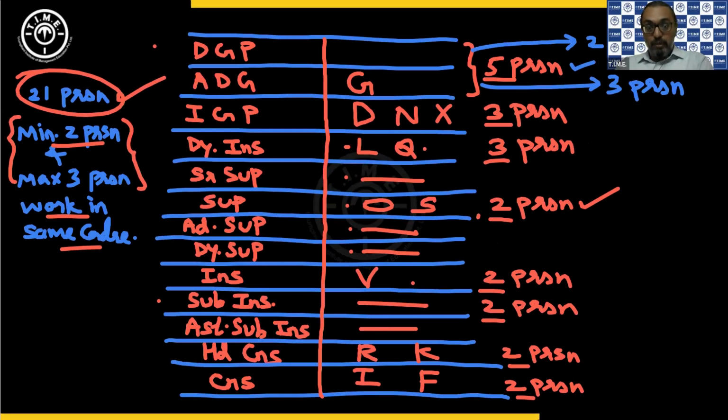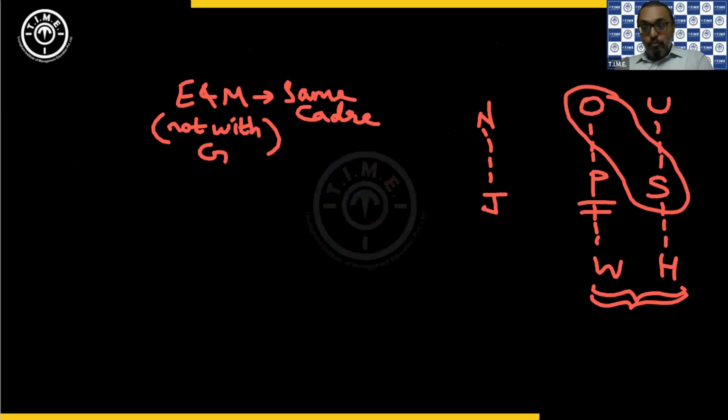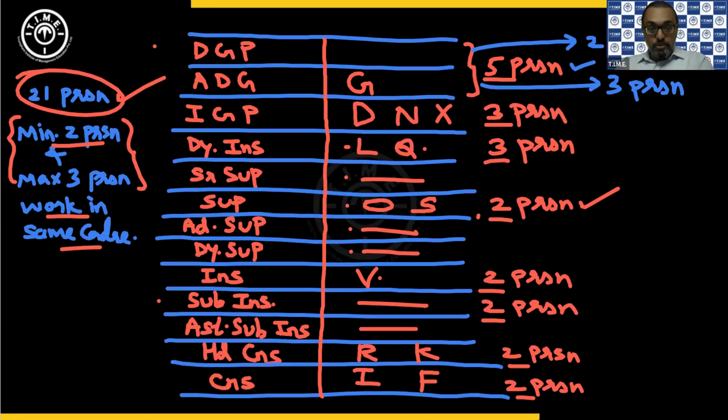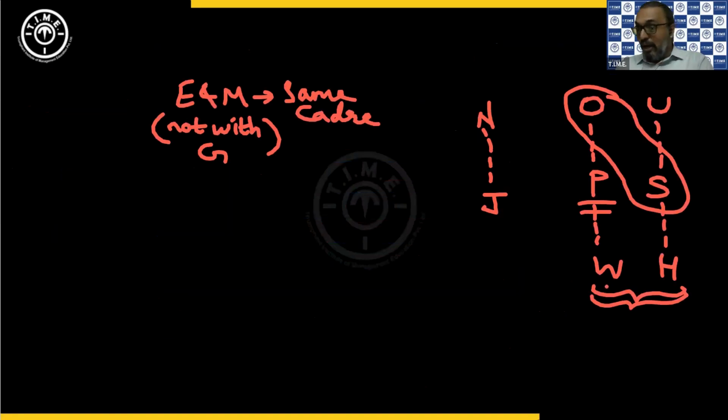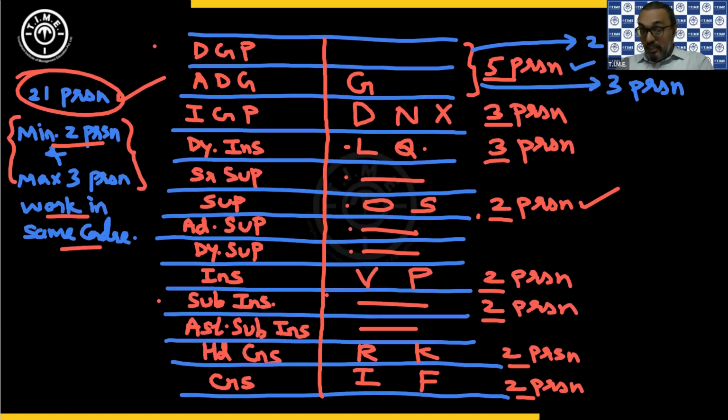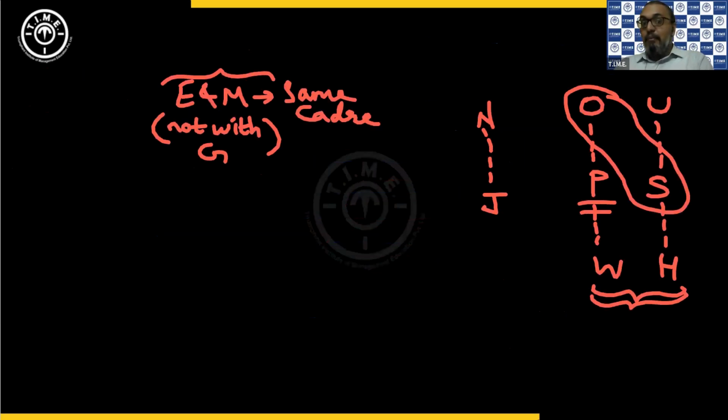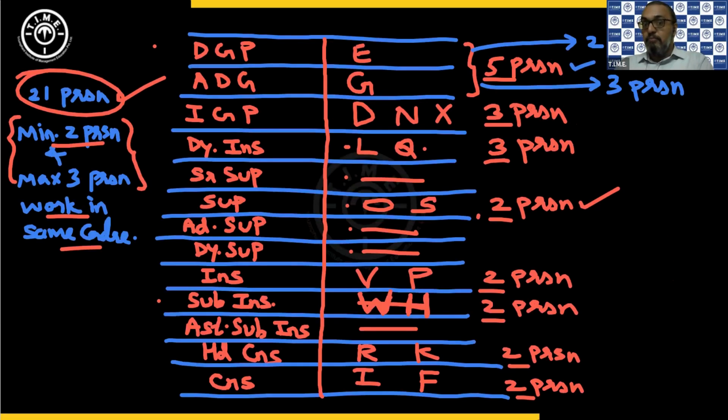Sub-inspector, you have 2 people, no? My bad. Okay. So below O and S, you need P. Along with V, the inspector, I can give P. And then below them, you have W and H. So the sub-inspector is going to be W and H. So 2 people are fixed here. Then E and M, not with G but same cadre, should be fixed at the top. That is DGP, 2 persons.